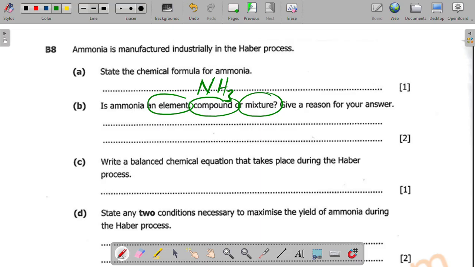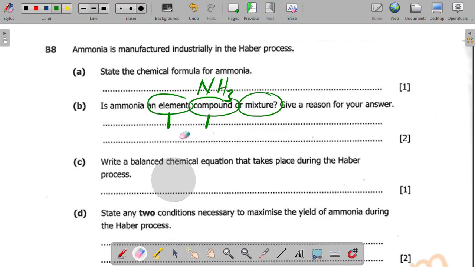So an element has only one atom or one type of atom. That's an element for you. What about a compound? A compound can have 2 atoms which are chemically combined together. So a compound is chemically combined together. 2 different elements can be there, such as nitrogen and hydrogen, but they are chemically combined. That's a compound for you. What about a mixture? A mixture is not chemically combined or chemically bonded.